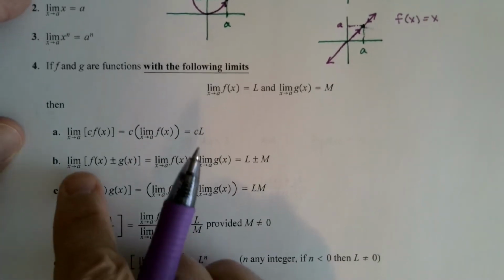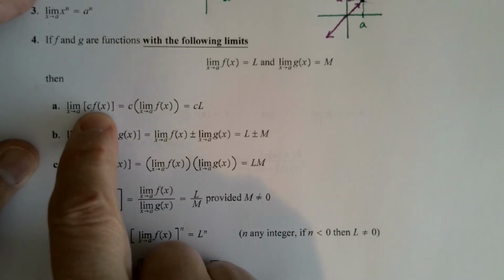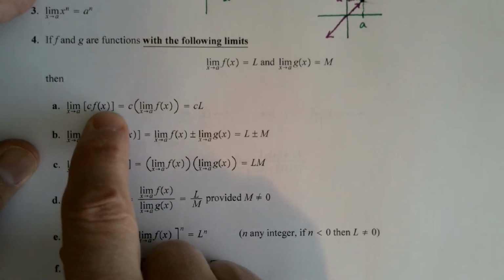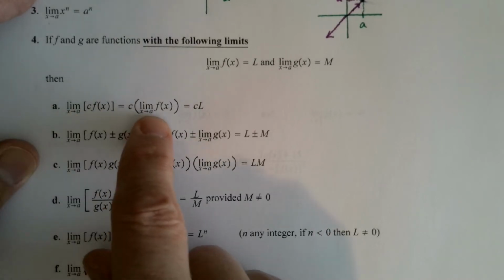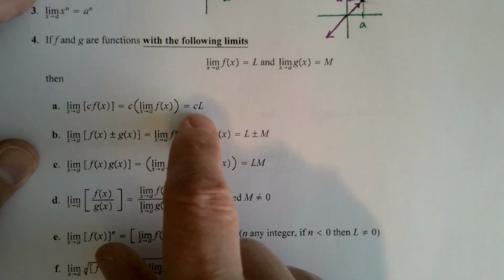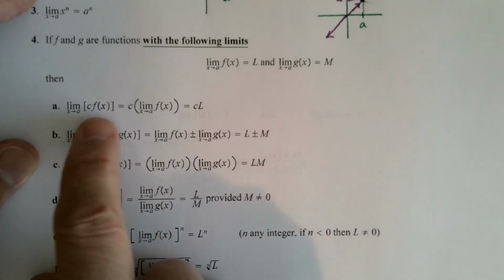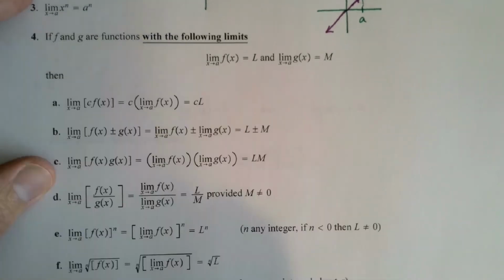And so in that case, we have the following. The limit as x approaches a of c, which is a constant, times the function. So a constant multiple function. That constant can come outside the limit, and we just take the limit as x approaches a of the function f of x, which we know is L. So in other words, the limit of a constant times a function is the constant times the limit, provided the limit exists.